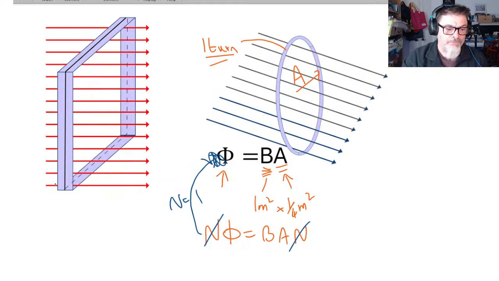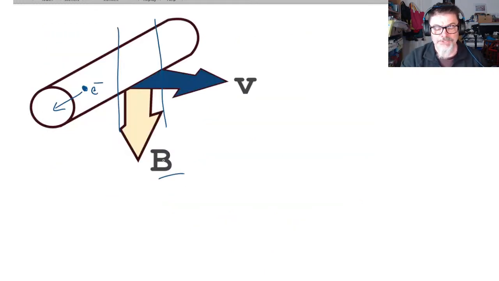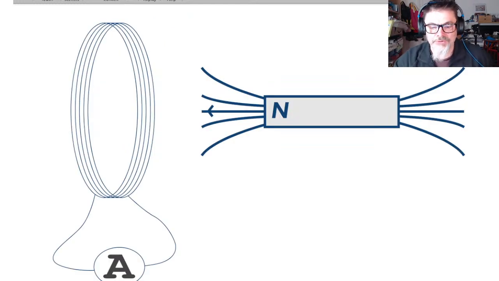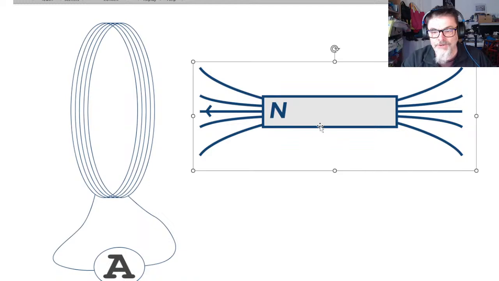Right, let's move on. Now, in the first slide, we were saying that we can create this EMF by moving a conductor through a magnetic field. In fact, it's a little more subtle than that. So here we have a nice simple diagram of a bar magnet on the right there and a coil. I've got n turns, as you can see, connected up to an ammeter.